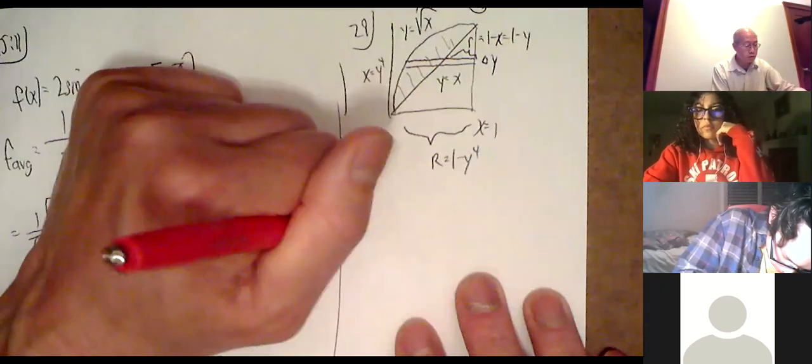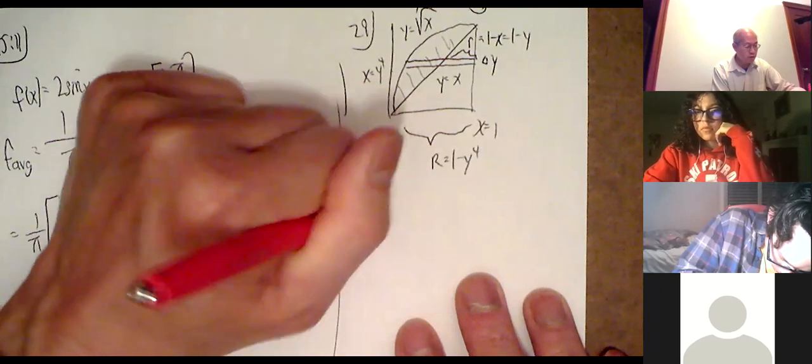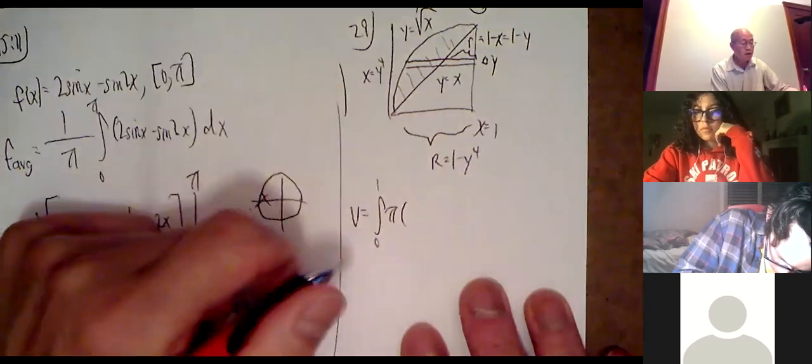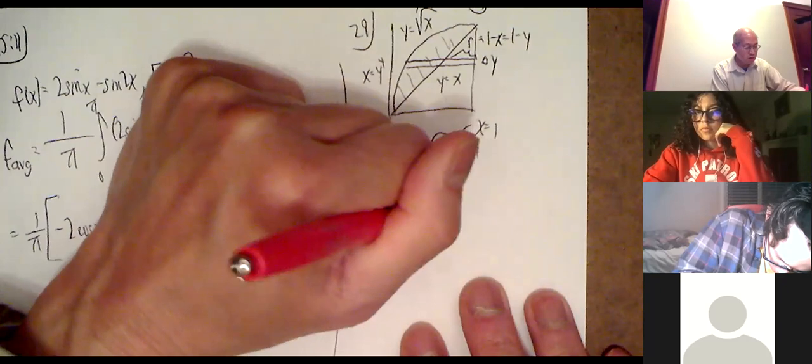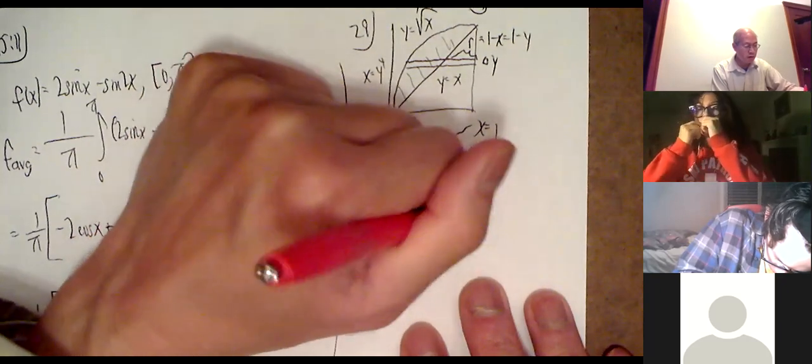Okay, so the volume is the integral from 0 to 1 of pi big R squared minus pi little r squared dy, and then I'll just say etc.